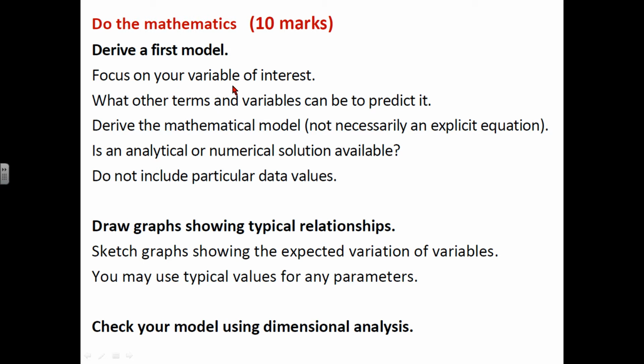Focus on the variable of interest that you're trying to solve. So if I'm looking at a car stopping distance, the variable of interest is the stopping distance. If I'm looking at something falling off a roof, maybe the variable of interest is how far it falls from the roof, from the base of the house. What other terms and variables can be predicted?